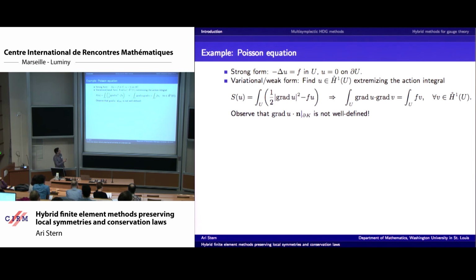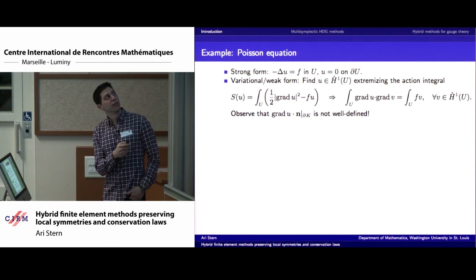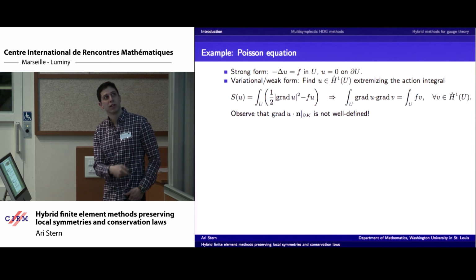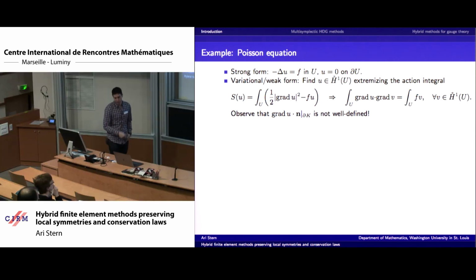So this is sort of a Lagrangian. I'm integrating it over u, and this is my action integral, and I want to extremize that. If I take a variation of this in the direction of some other function in the Sobolev space, some test function v, I get equivalently that to be a critical point of this, it has to satisfy integral grad u dot grad v equals fv for all v.